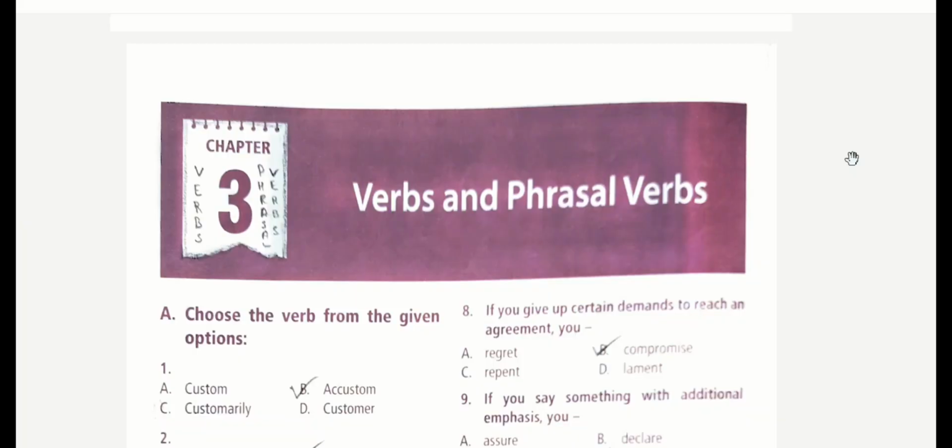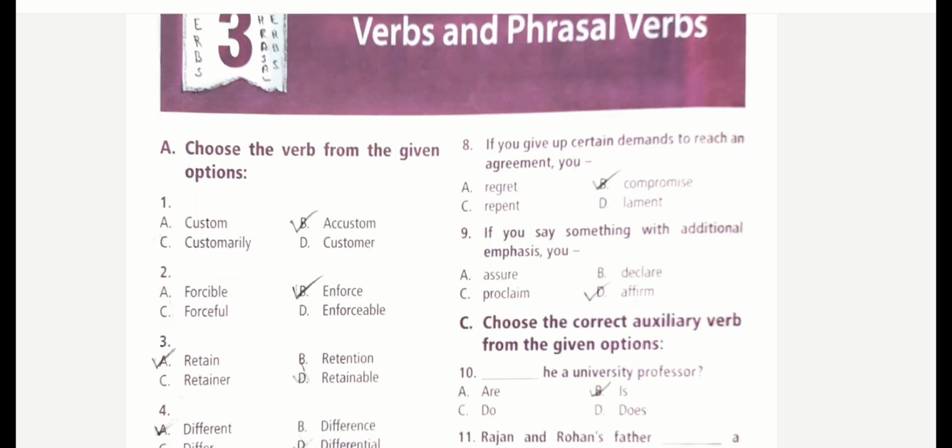So this is the IEO book, which is the Olympiad Workbook for the SOF International English Olympiad. This is chapter 3 from the same book, and the chapter is on verbs and phrasal verbs. So without any further delay, let's go to the questions and answers.